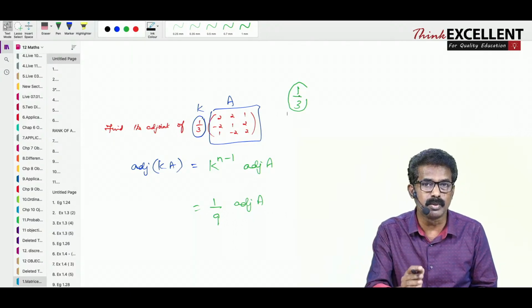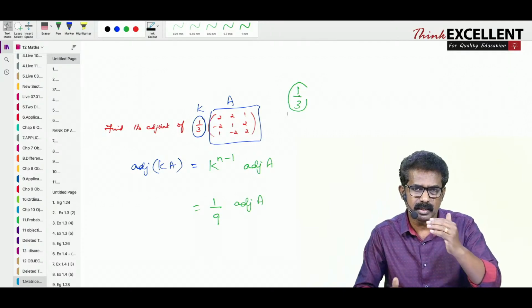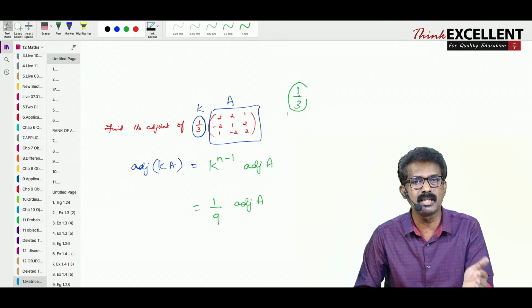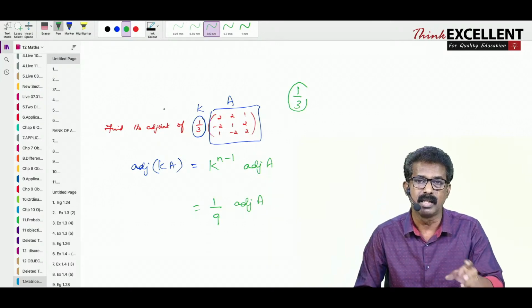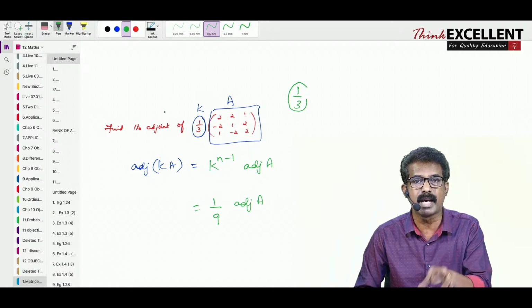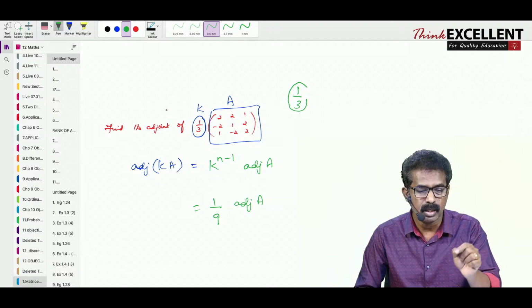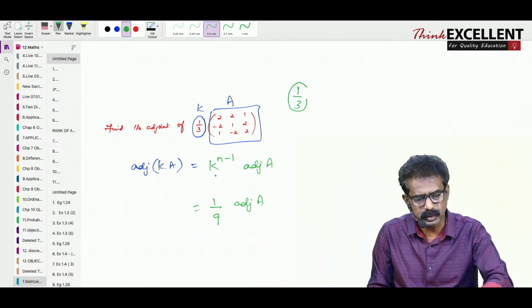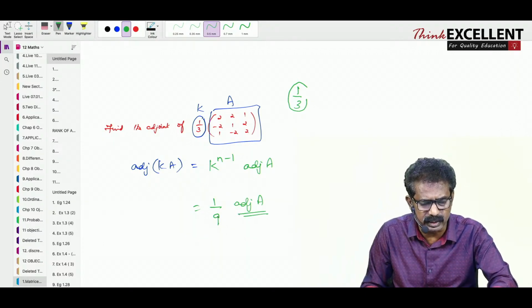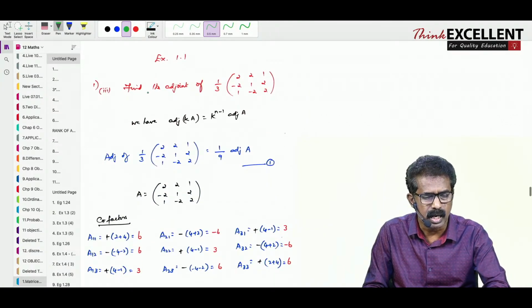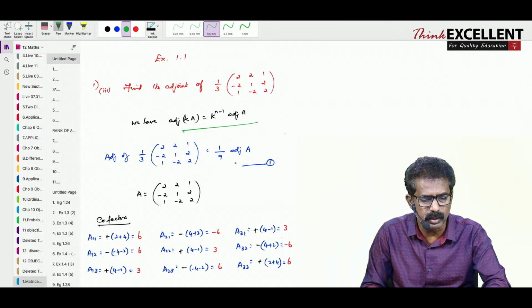When a 3 by 3 comes, you have to square. Study that result: k raised to n minus 1. Here the degree is 3, so 3 minus 1 is 2, so k square. Here k is 1 by 3, so 1 by 3 square, so 1 by 9. If this were a 2 by 2, then 2 minus 1 is 1, so k raised to 1, 1 by 3 raised to 1. We would write only 1 by 3; we won't square it, okay? Then you know how to take the adjoint. You don't need to write now, just go through this. Adjoint of this, so this is the result you are using. So 1 by 9 into adjoint A, leave it as it is.